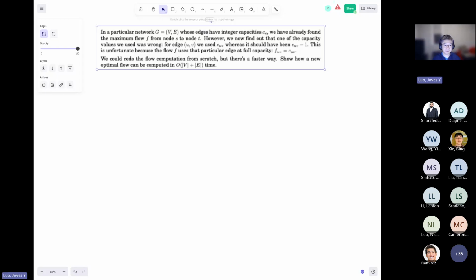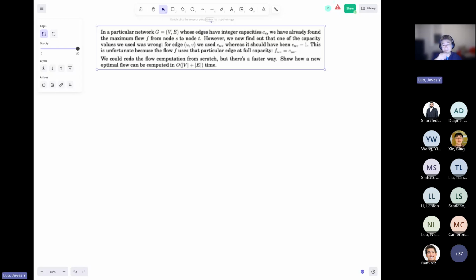In a particular network G whose edges have integer capacities, okay, very important that it has integer capacities, we already found the maximum flow from node S to node T. Great. However, we now find out that one of the capacity values we used was wrong for edge UV. We used c(UV) instead when it should have been c(UV) minus 1. Okay, so we oversaturated one of the edges by 1. This is unfortunate because the flow f uses that particular edge at full capacity, so it's saturated. We could redo the flow computation from scratch, but there's a faster way. Show how a new optimal flow can be computed in O(V plus E) time.